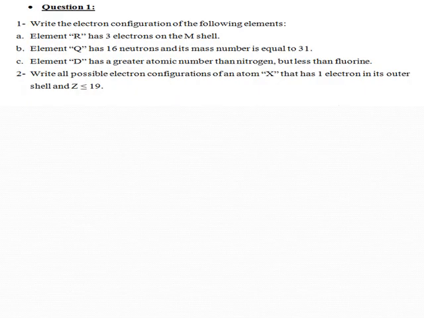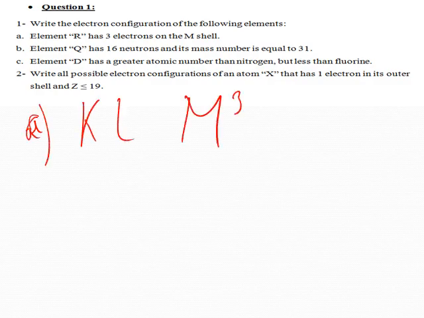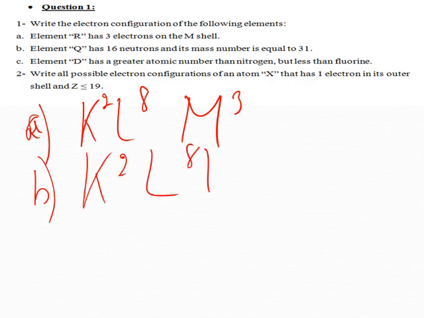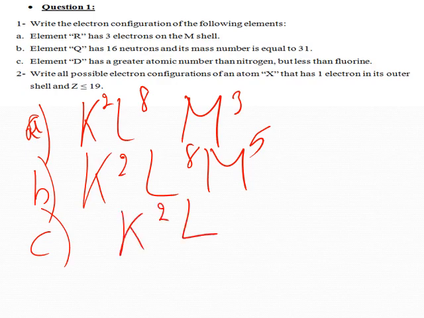So for the first exercise, you have to know that. First one, we have 3 electrons on the M shell. This is K, L, M, so 3 electrons, this is 8, this is 2. B, 16 neutrons, so we calculate Z: 31 minus 16 is 15. So K2, L8, M5. C, greater than nitrogen but less than fluorine, so it's K2, L6, oxygen.